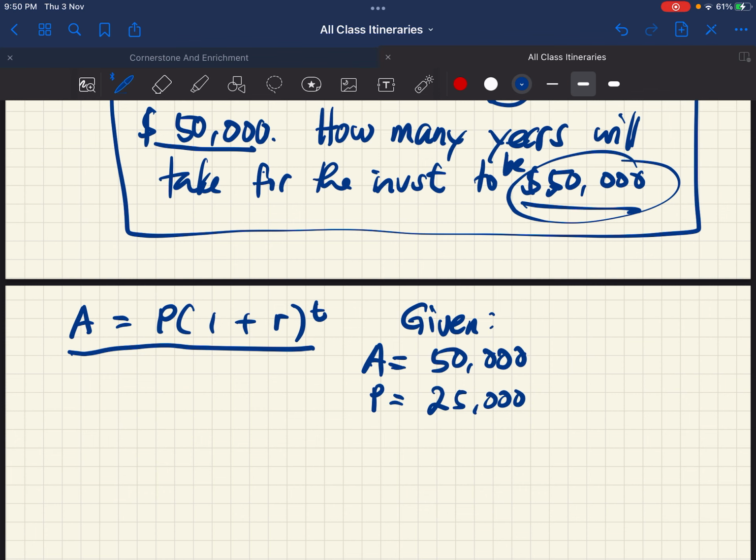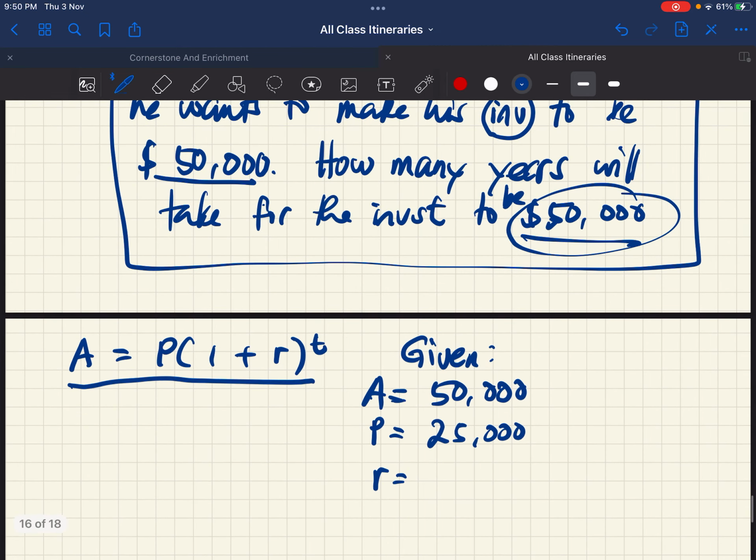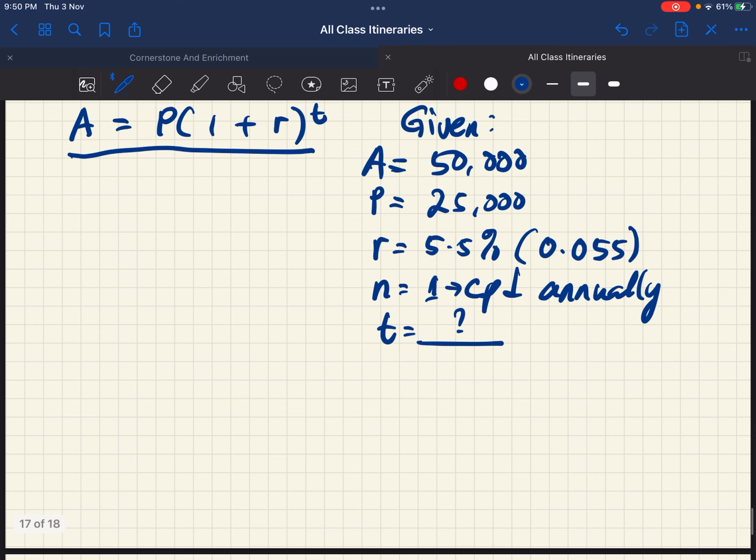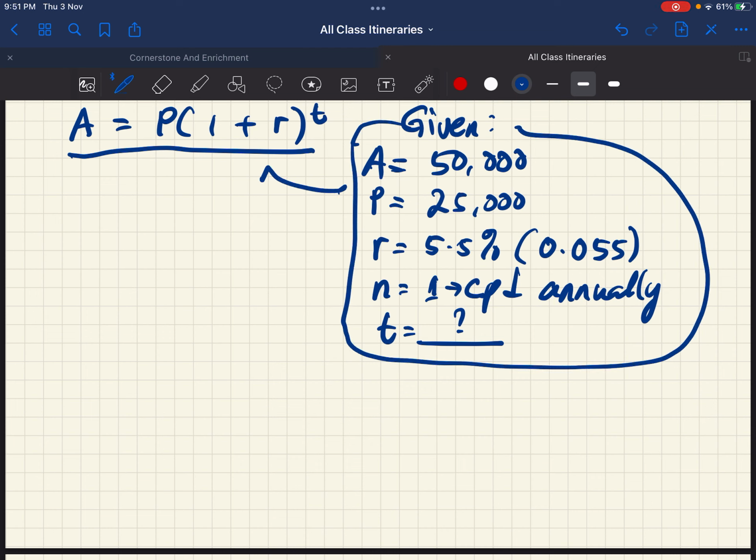Our rate is 5.5%, or in decimal, that's going to give you 0.055. And our n here is simply 1 because it's compounded annually. Okay, it's yearly. Now, what is missing here is the time. Do we know how much time it will take? No, so we're going to solve for that. So all of this given, we're just going to put into this equation.